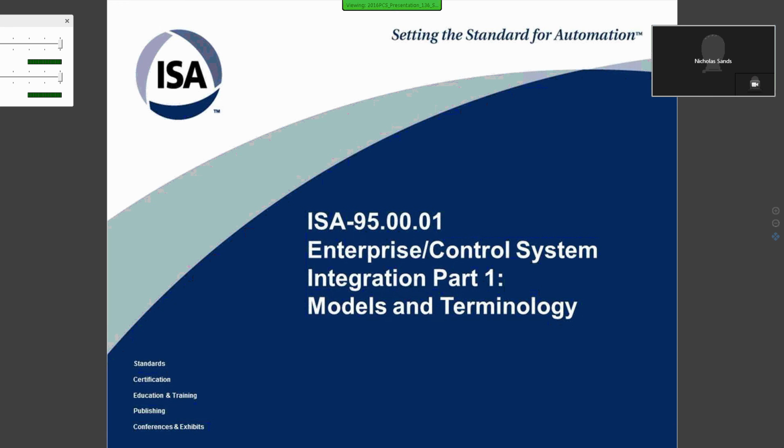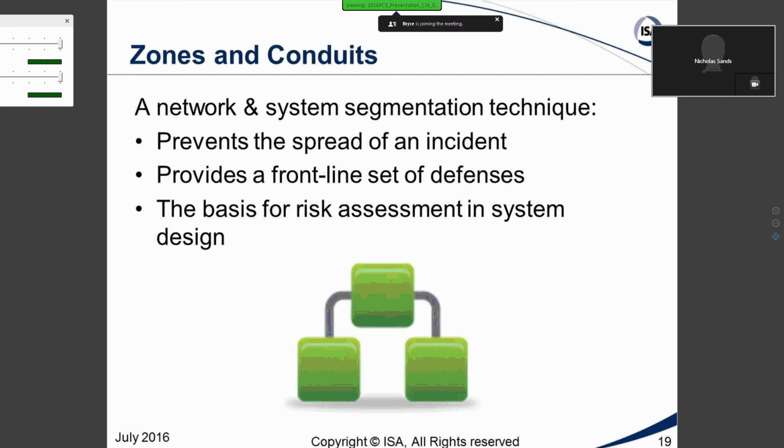So that was ISA 95, and there's several parts to that as well. They started with part 1. You can see ISA-95.00.01. I should have redone the slide a little bit, but this one talks about zones and conduits for network and systems segmentation as a method of segmenting to prevent the spread of an incident.